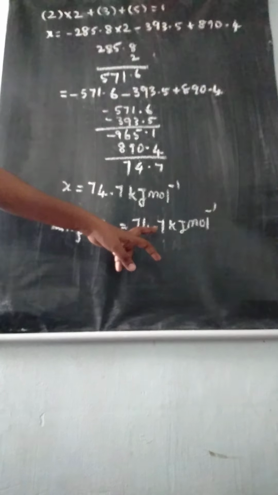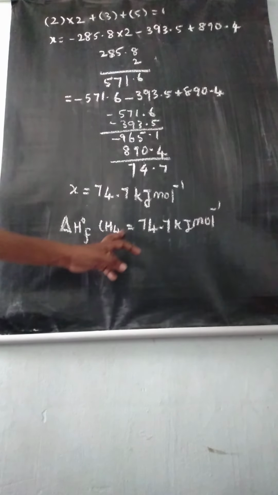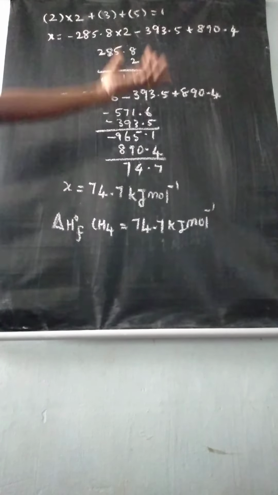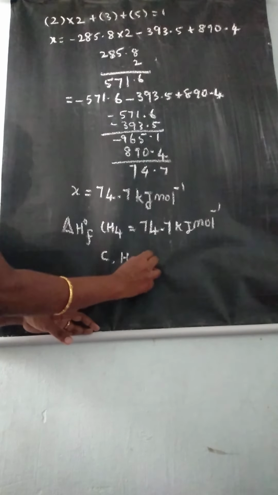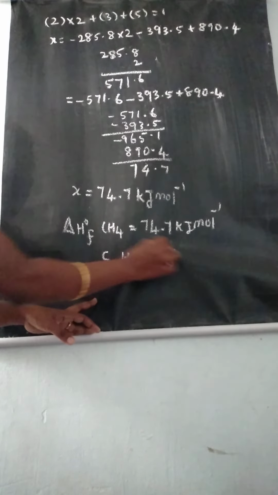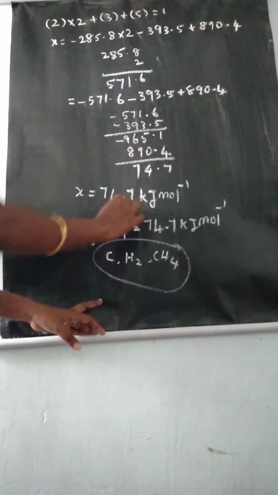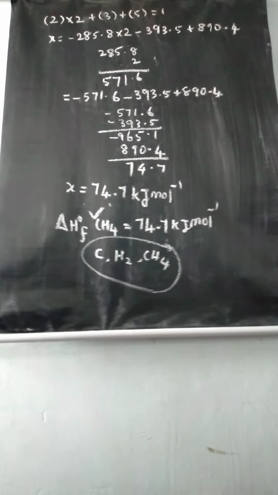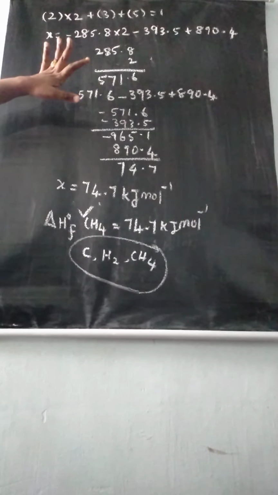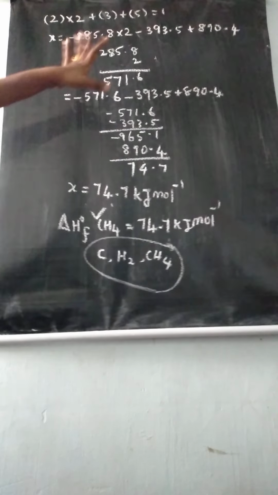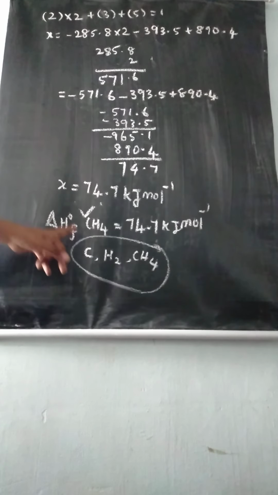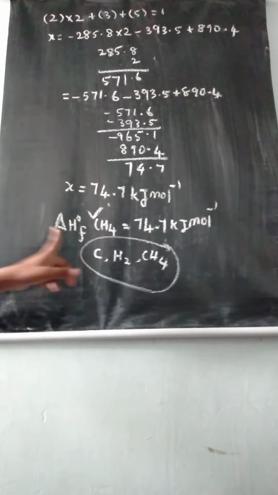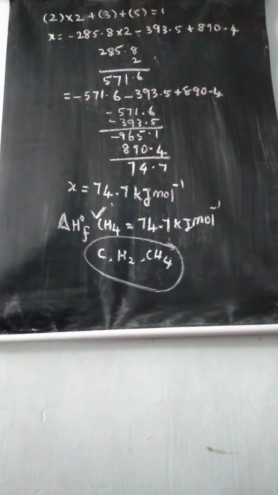So how did we get this value? You can calculate this enthalpy of formation of methane from some other compounds. What are the compounds? Carbon, hydrogen and methane. From these values we can calculate the enthalpy of formation of methane. Understand this? So this is the first application of heat of combustion: calculation of heat of formation. Understand this?